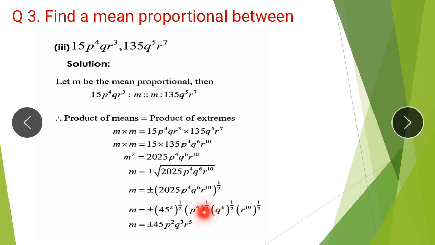Here you can see that 2 1s are 2, 2 2s are 4, so we'll get p square, and 2 1s are 2, 2 3s are 6, we'll get q cube, and 2 1s are 2, 2 5s are 10, so we'll get r raised to the power 5. This is the mean proportion.